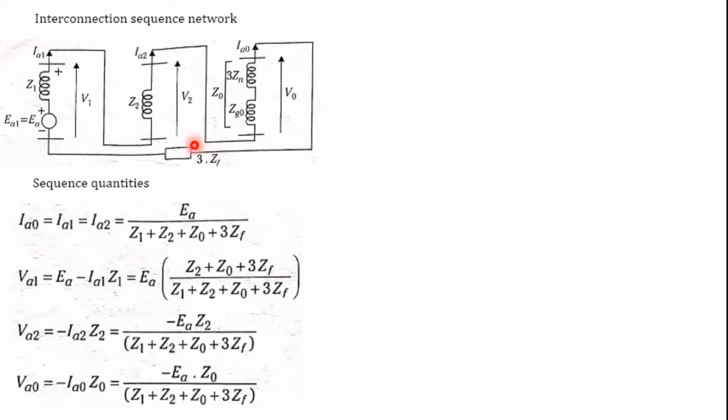Already we know that IA1 is equal to IA2 and also it is equal to IA naught. Okay, IA naught, IA1 and IA2 are equal. And the source EMF is EA1, which is equal to EA, and the total impedance is Z1 plus Z2 plus Z0 plus 3ZF. Okay, so this impedance also we need to consider. And also we know that VA1 is equal to EA1, that is equal to EA minus IA1 Z1.